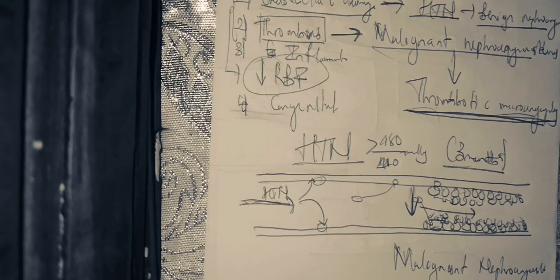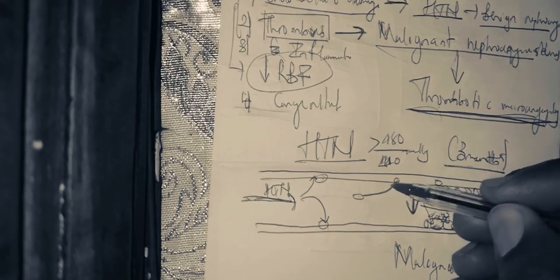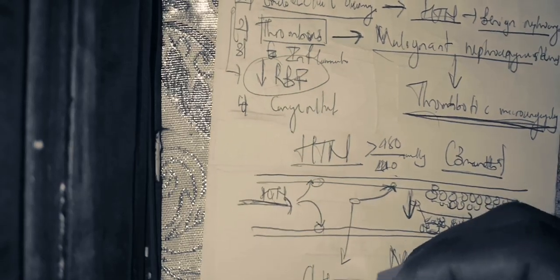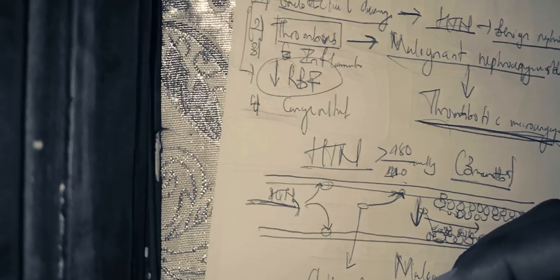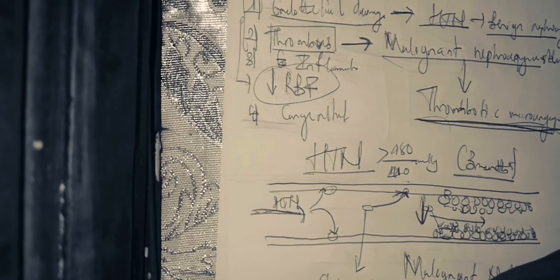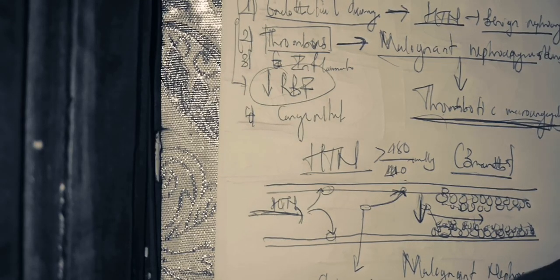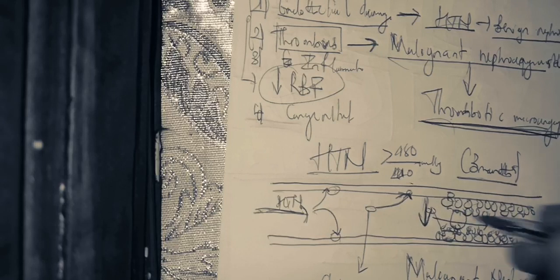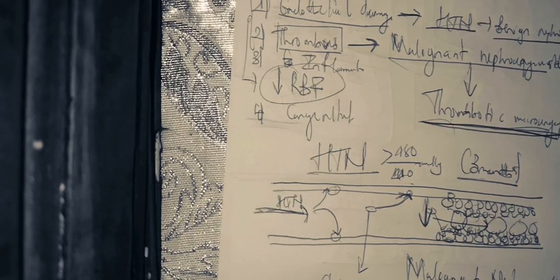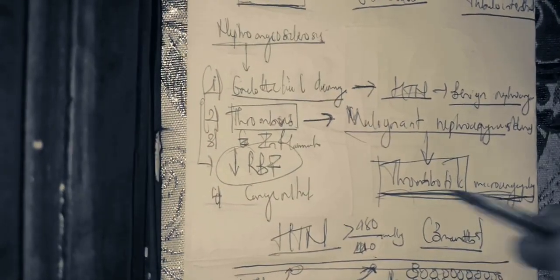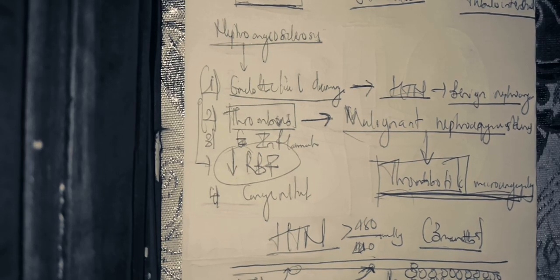Since there is also going to be destruction, erosion, and endothelial damage, you are also going to have activation of the clotting factors. And since you have activation of the clotting factors, you are going to have thrombus formation. Thrombus formation can further occlude these renal vessels. Is it clear? And this is the reason why you have the thrombotic part inside the malignant nephroangiosclerosis.